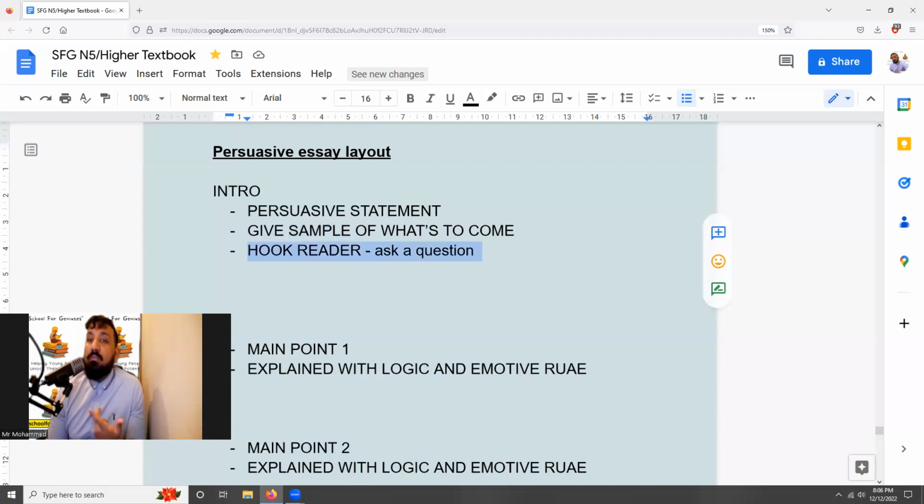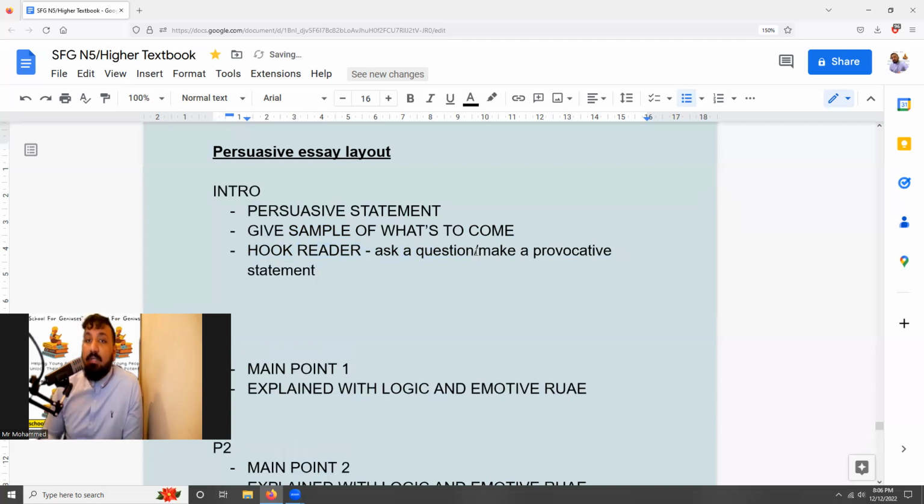So the two basic ways you can do this is you can ask a question, that's one, or make a provocative statement. You can ask a question, that's the simplest way to do it. You just say, do you think it's right that whatever animals die each year, something like that. Basically just some form of question that makes the reader think. And then to get the answer to that question, they're going to have to keep reading. So that's the hook.